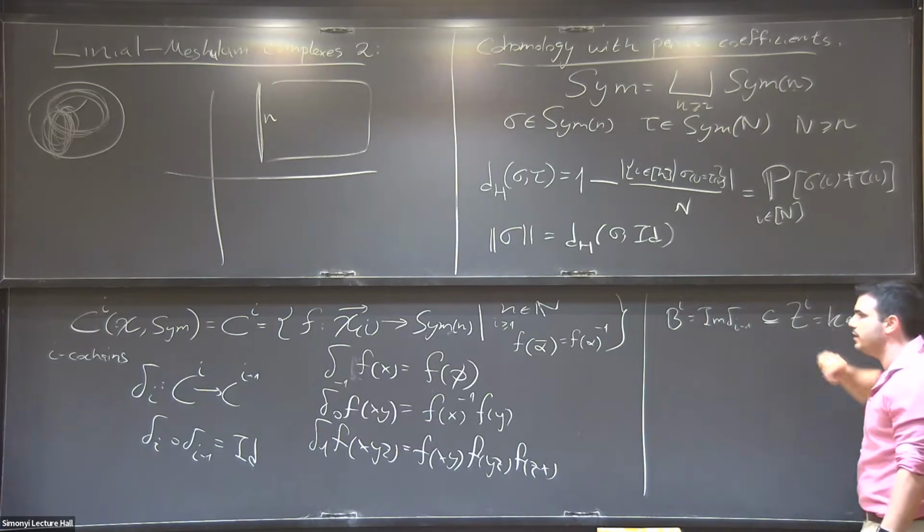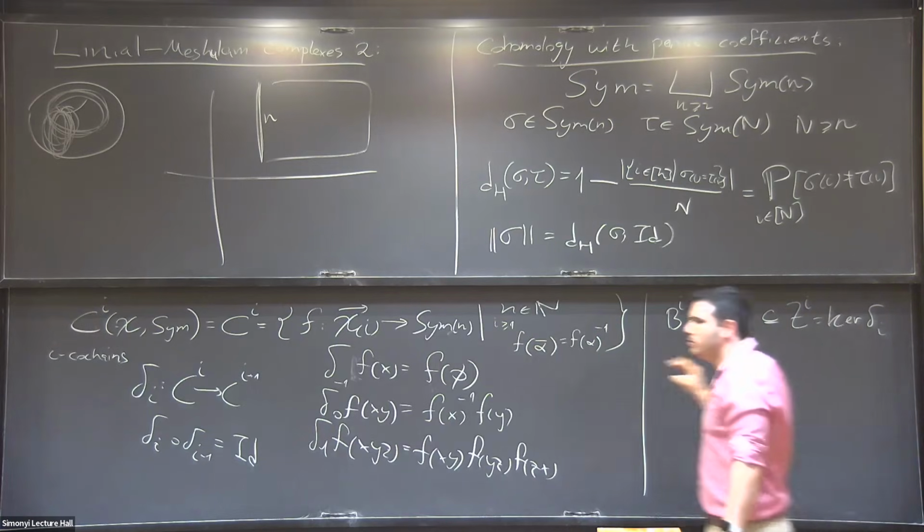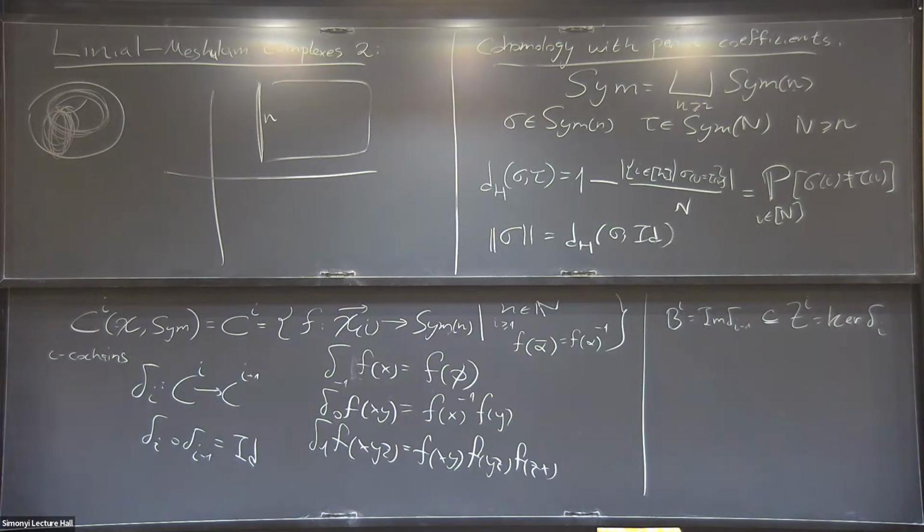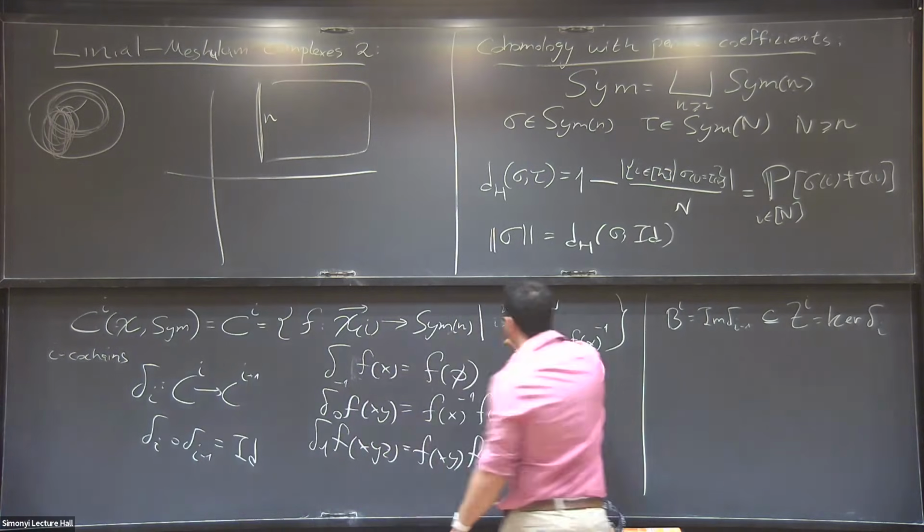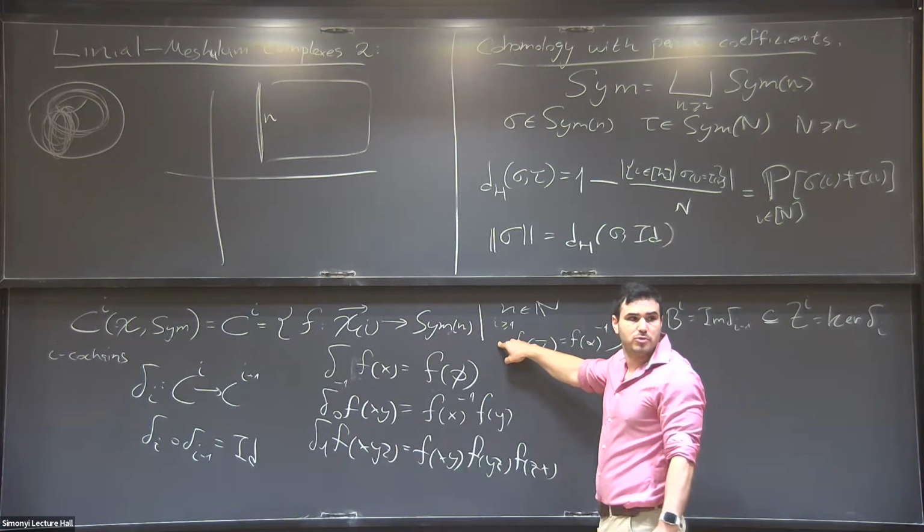Great. So this is still well defined. And these are the coboundaries and these are cycles. And again, I'll give you motivation in just a moment, so bear with me. I just want to define two more things. One of them is a metric on these guys. So we have a metric on permutations.